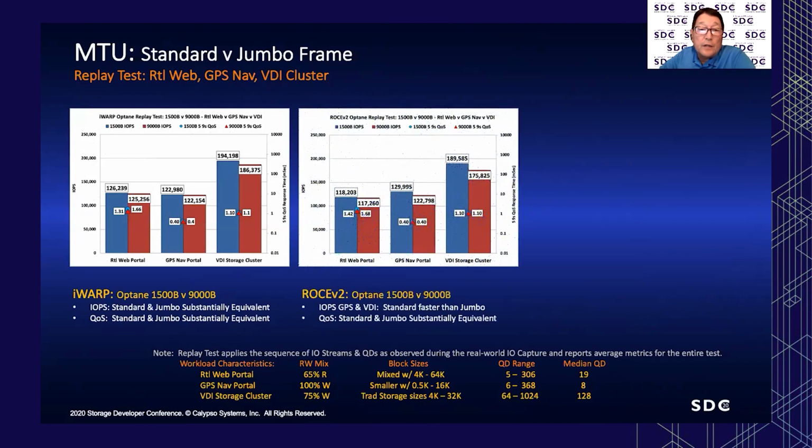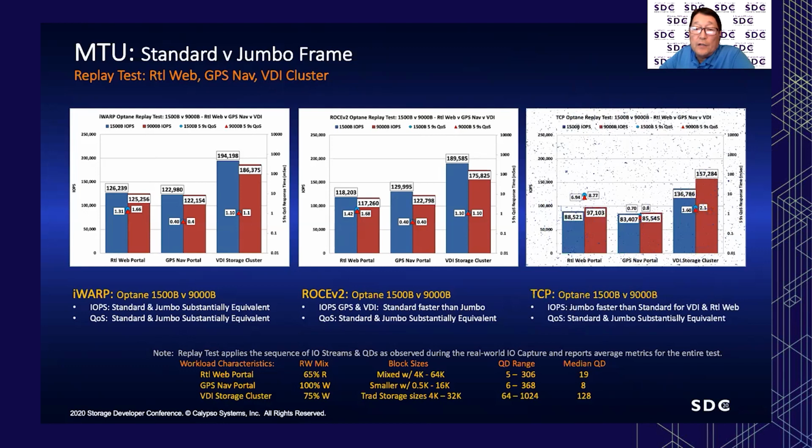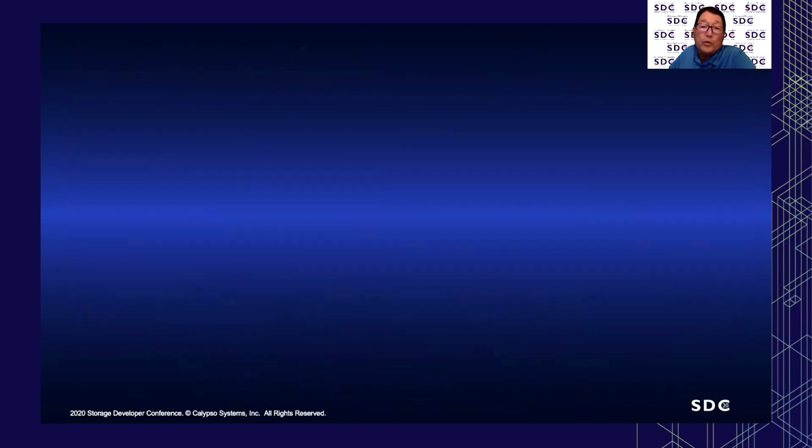When we look at the case for ROCEv2, for IOPS, for the GPS and VDI workload, which are the middle and right columns, standard is faster than jumbo. For the response time quality of service, they're substantially the same. And in the last case, looking at TCP, we can see that jumbo is faster than standard for the retail web portal workload, and the right-hand side, the VDI cluster workload. Again, the response times are substantially equivalent between jumbo and standard. So in conclusion, there is substantial equivalence between standard and jumbo, with certain cases where there's a slight difference, and in one case for iWARP, for 1500 byte, a peculiarity of a large response time spike for read workloads.